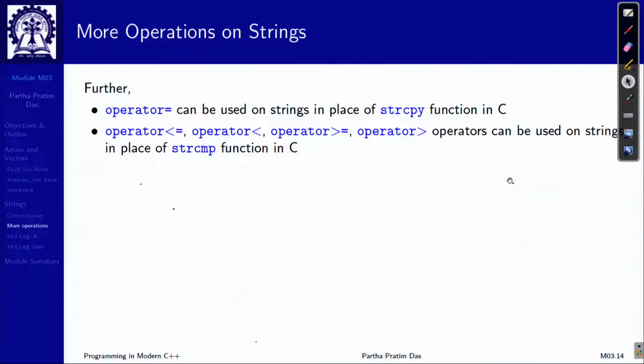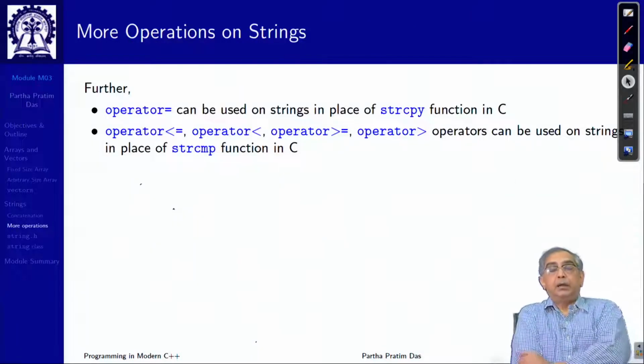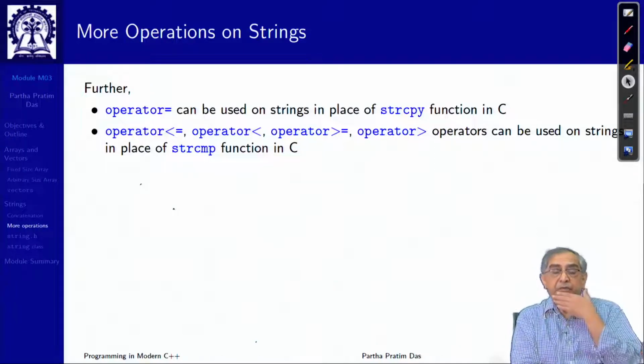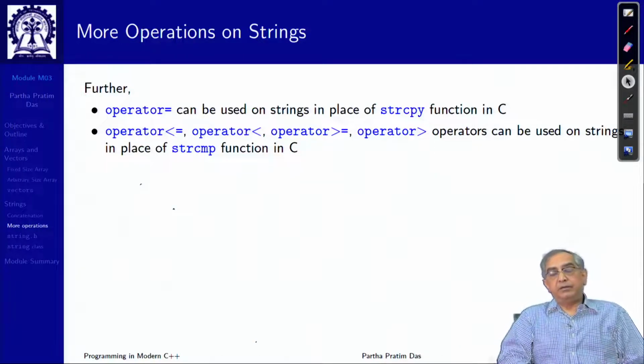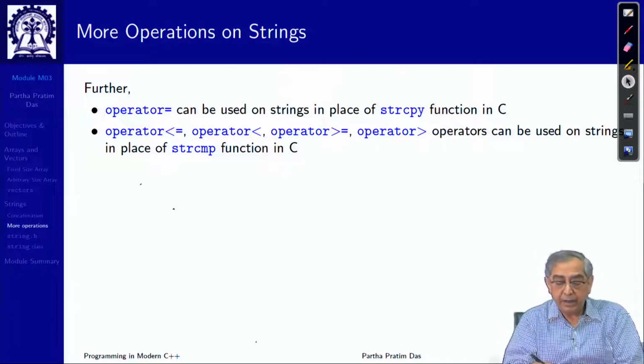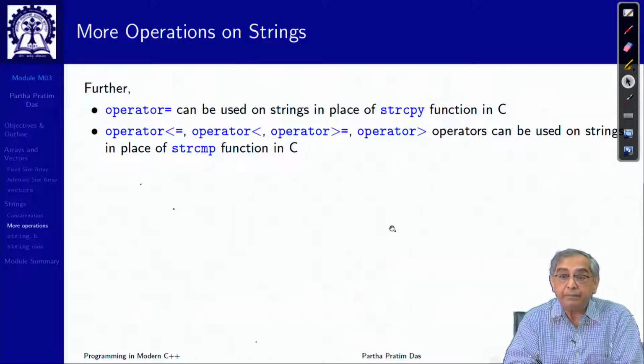Now, besides this plus, obviously we have talked about the assignment operator, which is the string copy, and you can compare using less than or equal to, less than, greater than or equal to, greater than, and so on operators, which are equivalent of strcmp in C. So, several of these can be done as a part of the type itself.